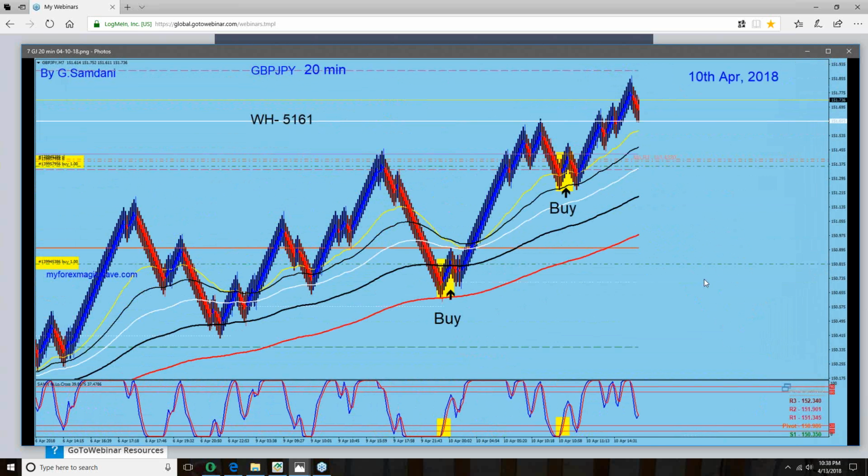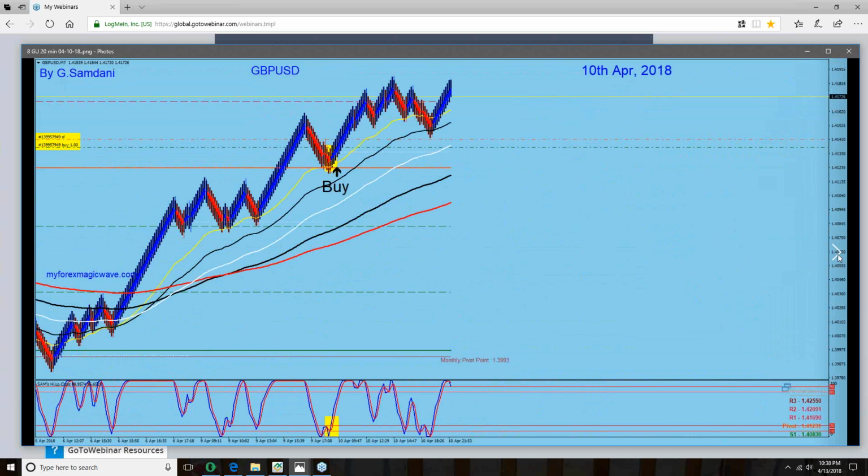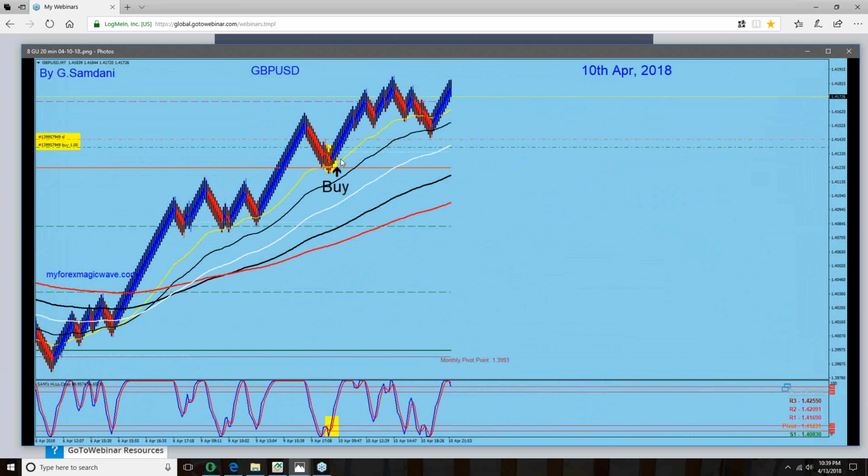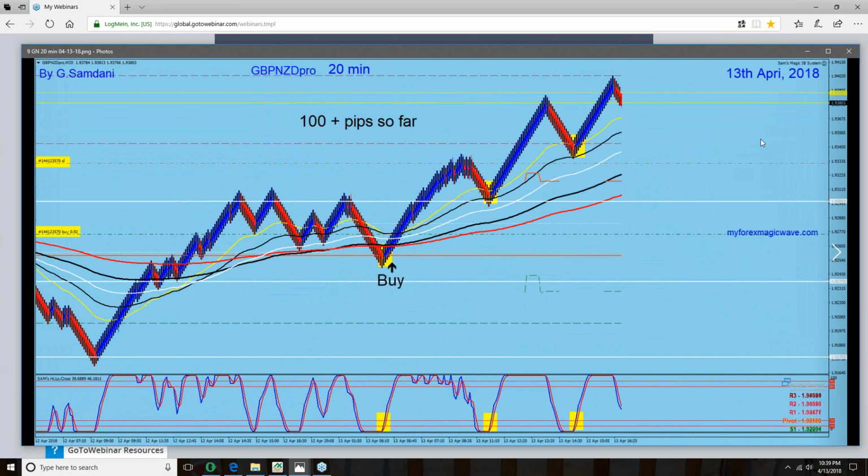But I caught the reversal today. I'll show you there. Yeah, I already showed these things, right? Okay, this is today. No, hold on. Yeah, this is the pound USD on the 10th. So now on the 13th.